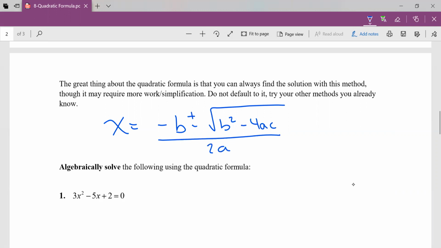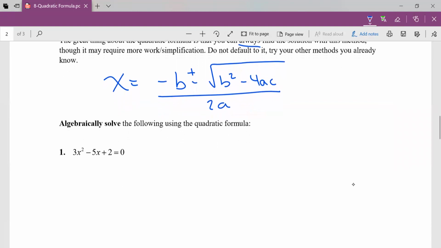It's this guy. Like I said, maybe it looks a little bit scary right off the bat, but you're going to find out it's not. Now, the cool thing about the quadratic formula is we can always find our solution with this method, but sometimes it might require more work for us to go this way. This isn't what I'm going to default to. But if I'm 100% stuck, then I'm going to come to this.